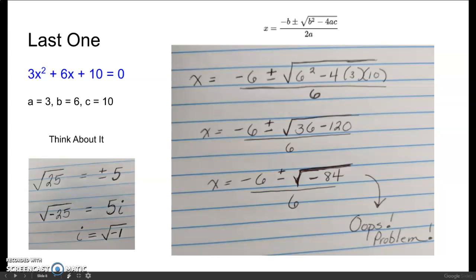Well, we have two options there. Either positive 5, because 5 times 5 is 25, or negative 5, because negative 5 times negative 5 is also positive 25. So a positive times a positive is a positive, and a negative times a negative is also a positive. Here's the problem when you're trying to find the square root of negative 25.